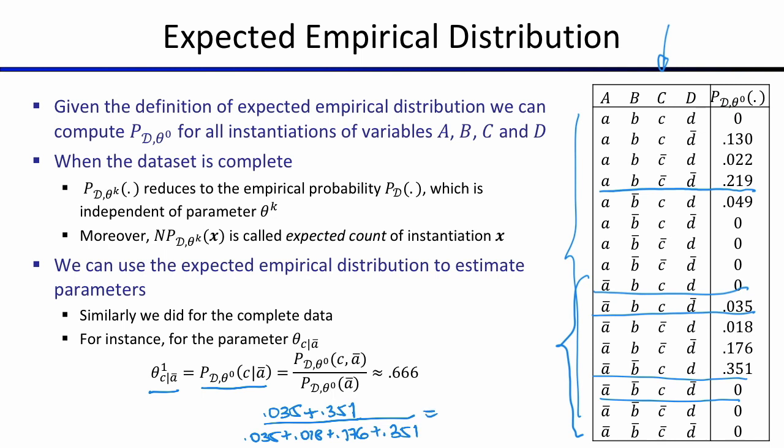So you're going to have these two guys here, and what we have is the sum of these two terms. On the top here, we have 0.386 over, in the bottom, we have 0.580, and we compute this ratio here, and we're going to have this number 0.666 here, right? So we have computed this parameter, the probability of C given not A. So we have to do this process for each parameter that we have in the Bayes network, and at the end we have computed all the parameters.